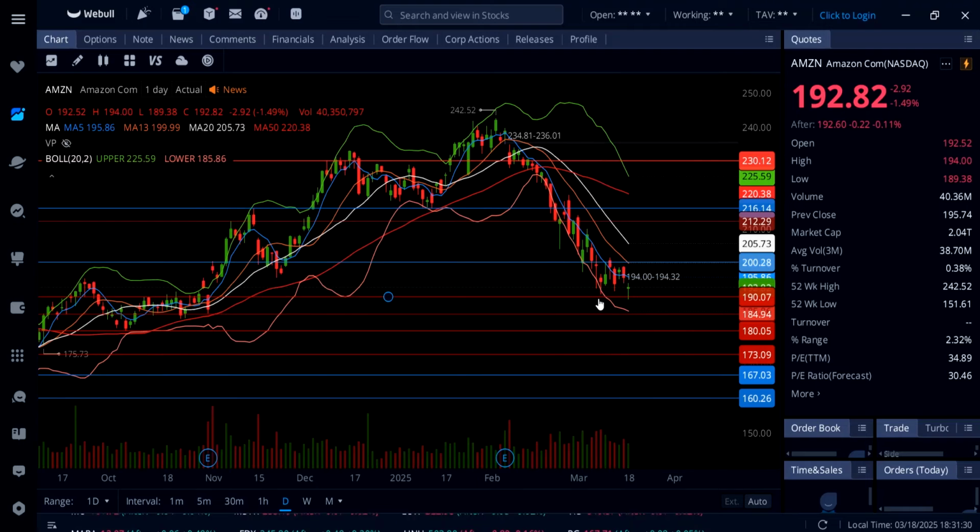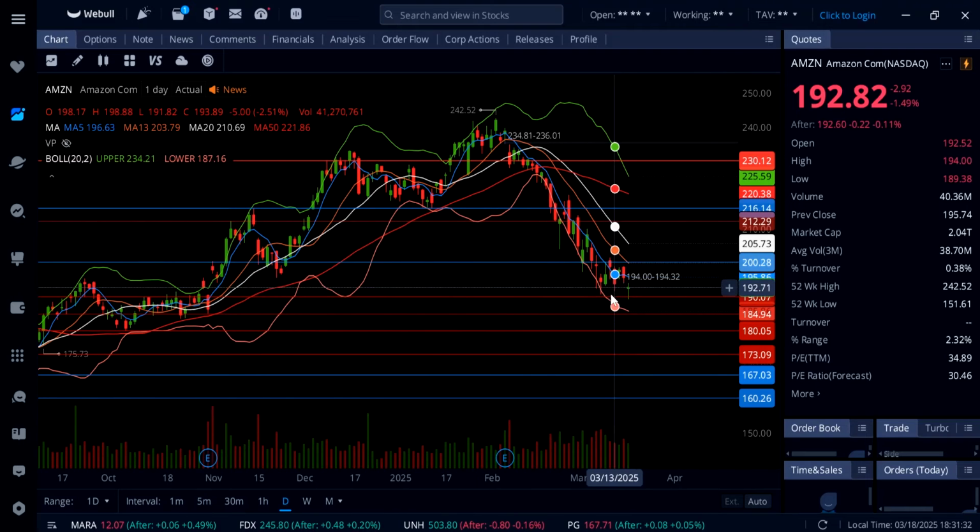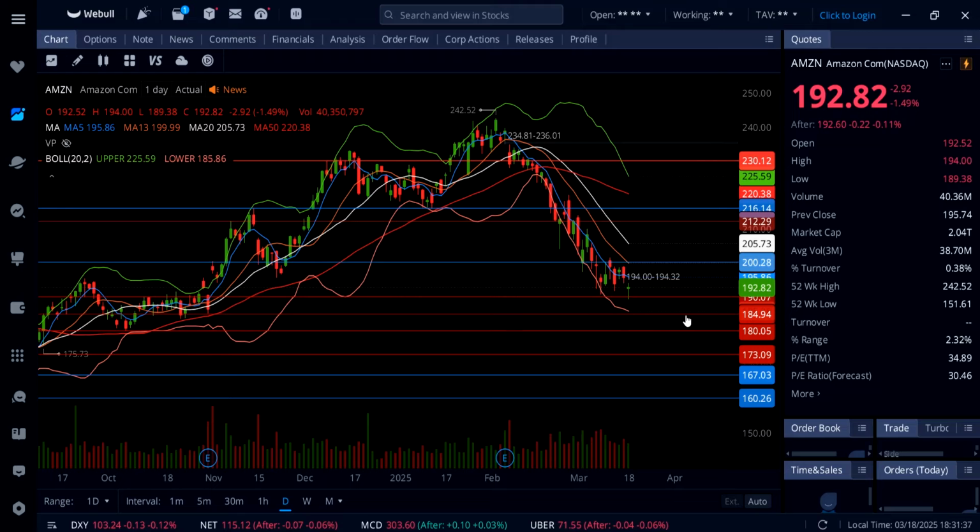And yes, it's bear flagging, and we're pretty much out of that flag right now as I speak, and it can go possibly lower going into the next few sessions.